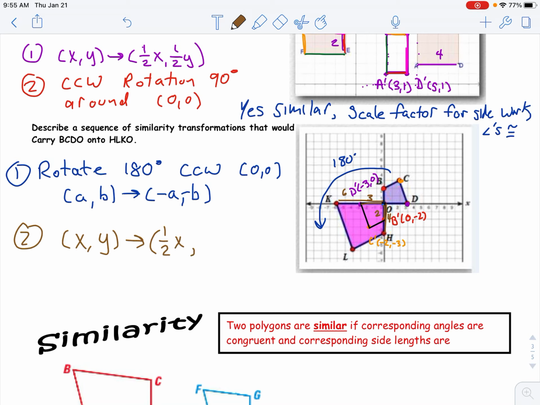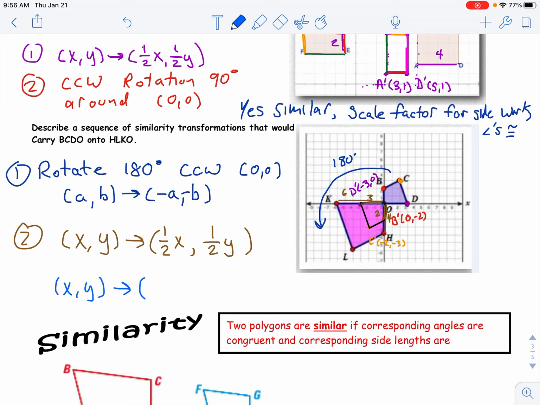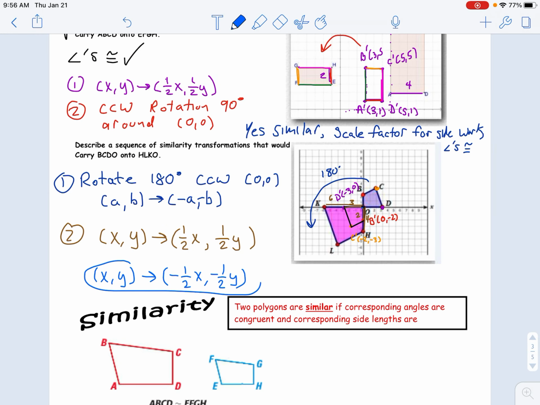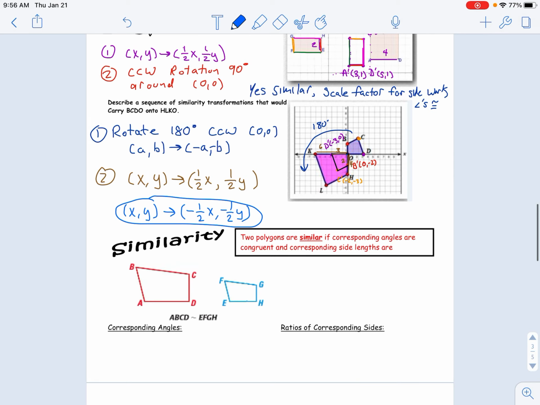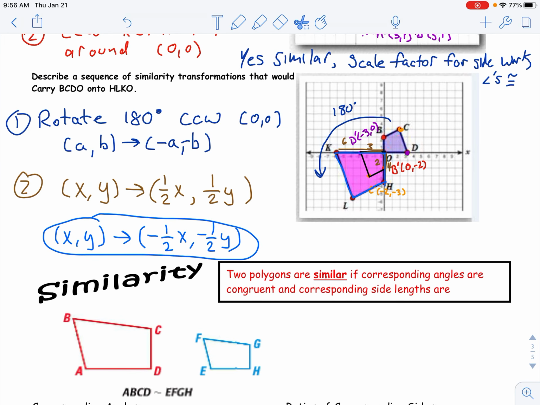1/2 x, 1/2 y. And you don't have to write down this next part, but for fun, you could describe this as a single transformation as -1/2 x, -1/2 y. That won't always be the case where you can just do one. I don't care if you write that down or not. All right, but that would show that all the angles are the same, because after we perform that dilation, angles are congruent because everything matches up nice. Sides are proportional, so we can say again, yes, similar.